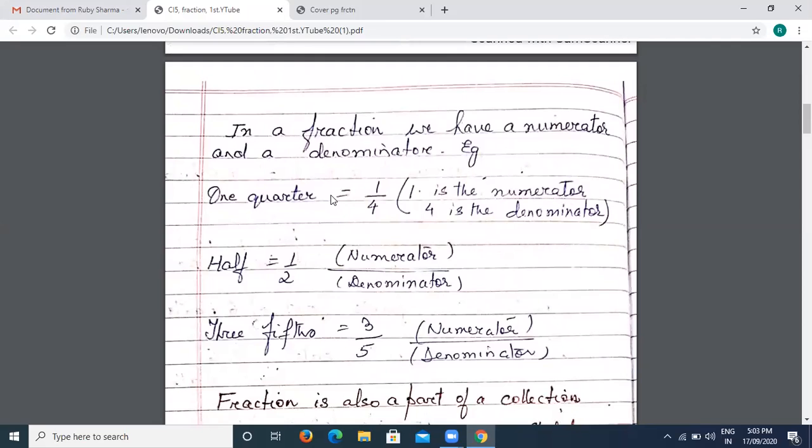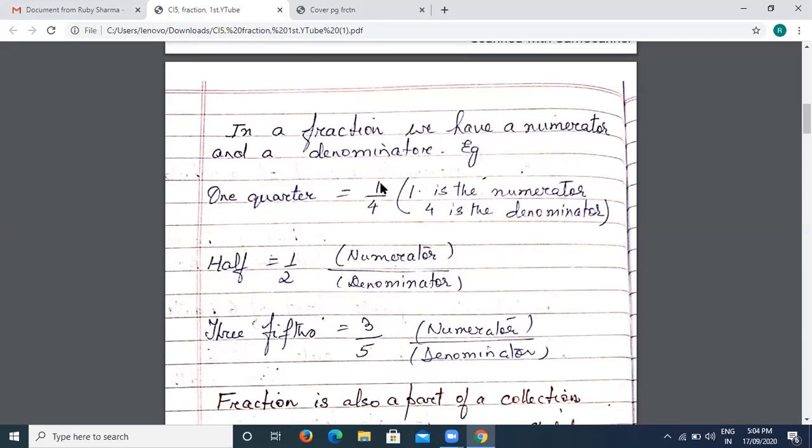So we see in a fraction, we have a numerator and a denominator. Numerator is written on the top, denominator at the bottom. And what does the denominator signify? It is the total number of equal parts the thing is divided into. If it is a pizza divided into 4 parts, or a chocolate bar, or a set of pens, whatever it is, the denominator represents the total number of equal parts the whole thing is divided into.